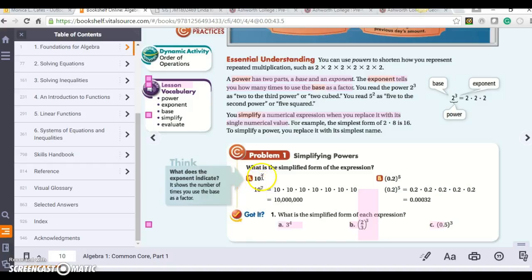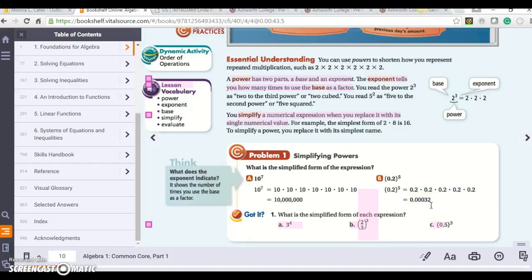So I have 10 to the 7th. And 10 to the 7th is just 10 written out 7 times. 1, 2, 3, 4, 5, 6, 7. And when I multiply all of that, I get 10 million. 0.2 to the 5th would be 0.2 times 0.2 times 0.2 times 0.2 times 0.2, which is 0.00032.